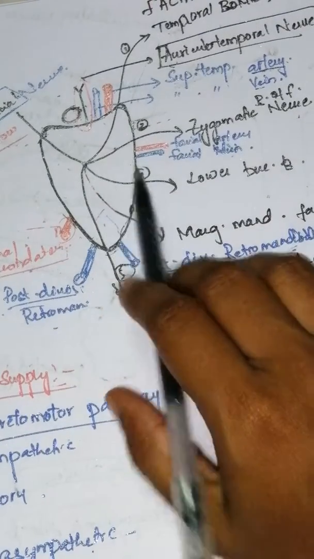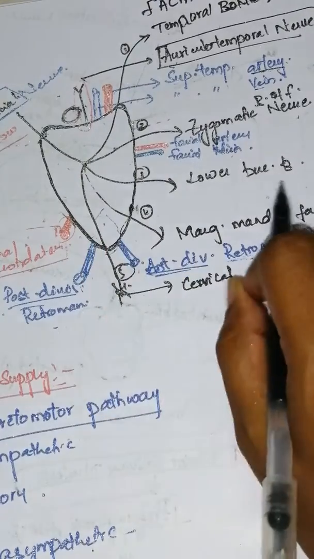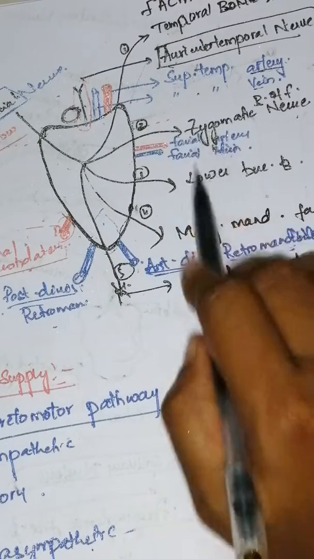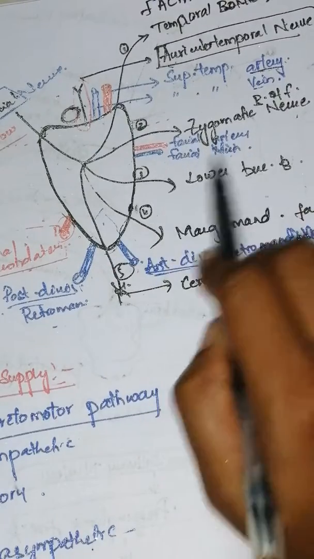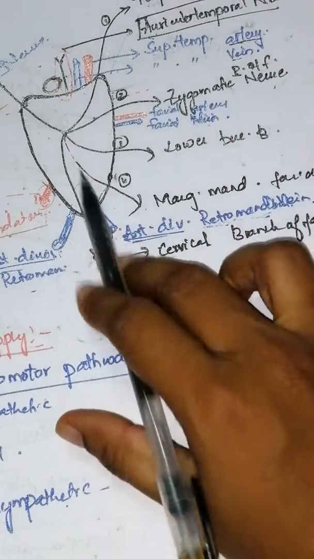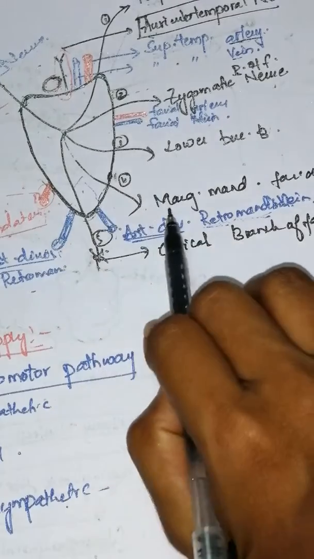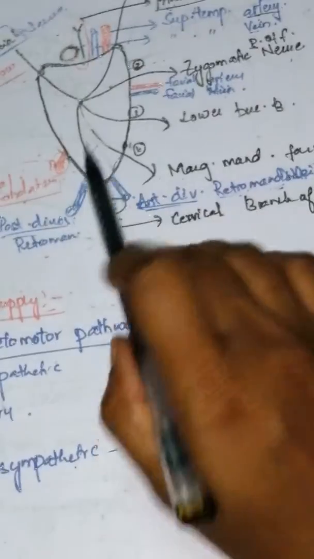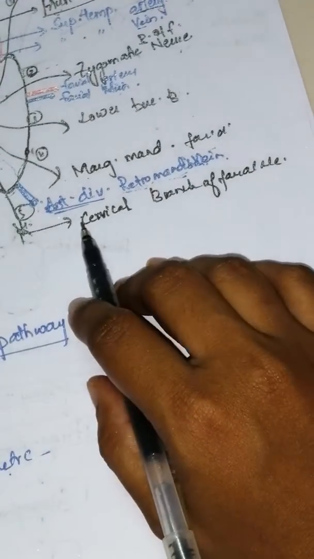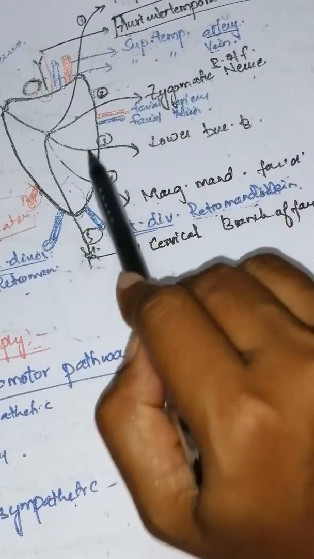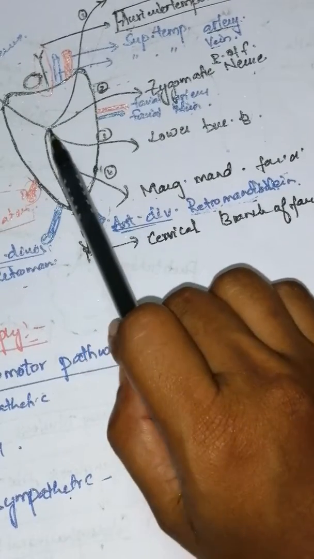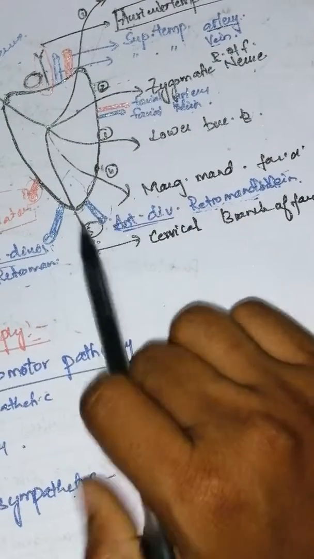Then again we have the buccal nerve. The buccal or lip area below the zygomatic area is called the lower buccal branch. Below that we have the mandible, so there also one nerve emerges from the facial nerve, called the marginal mandibular branch. And from there we have the cervical branch of the facial nerve. So these are the 5 different branches, 1 2 3 4 5, emerging from the facial nerve after entering into the parotid gland.